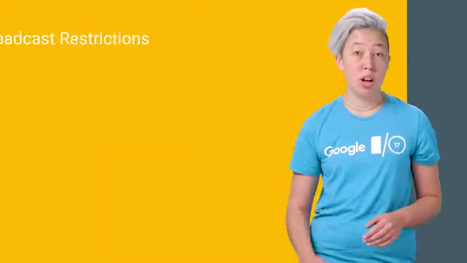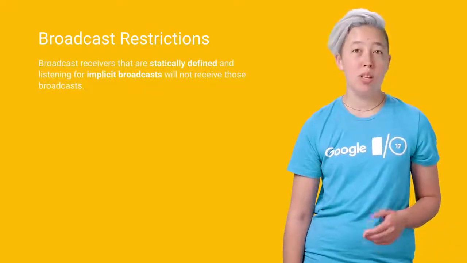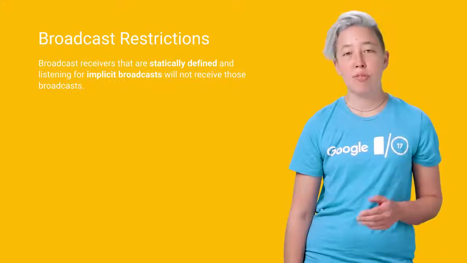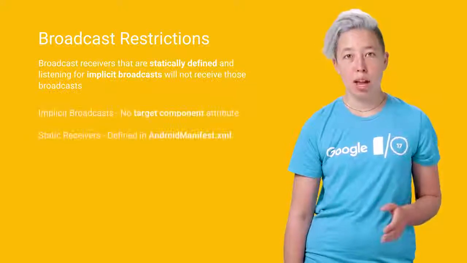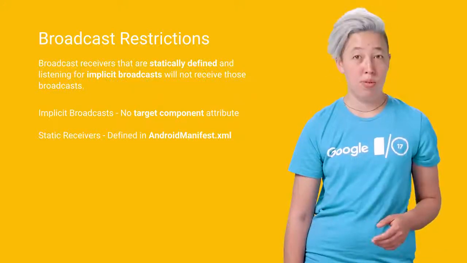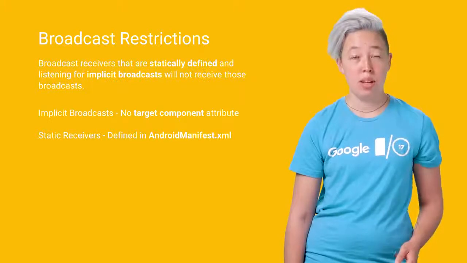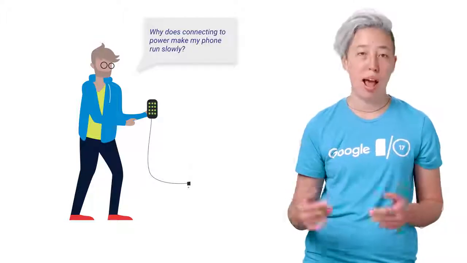Okay, let's switch to talking about implicit broadcast receiver limitations. Broadcast receivers that are statically defined and listening for implicit broadcasts will not receive those broadcasts. Implicit broadcasts do not have the target component attribute set, and static broadcast receivers are defined in the Android manifest. Prior to Android Oreo, implicit broadcasts would trigger any component listening for them in the manifest. Now, in resource-constrained situations, this would cause memory thrashing as a single broadcast triggered the creation of a bunch of different components from different apps.